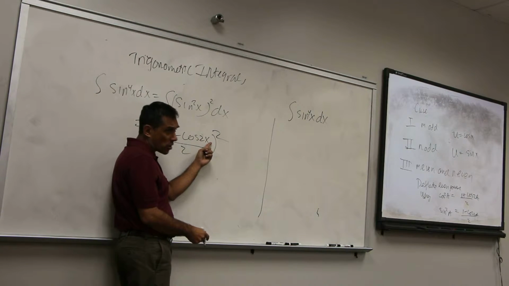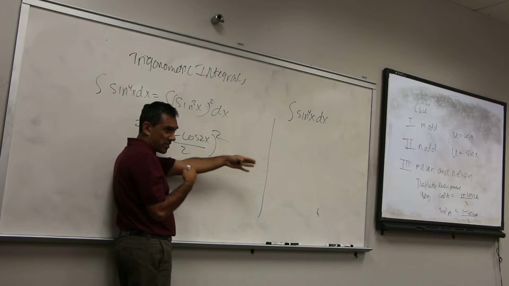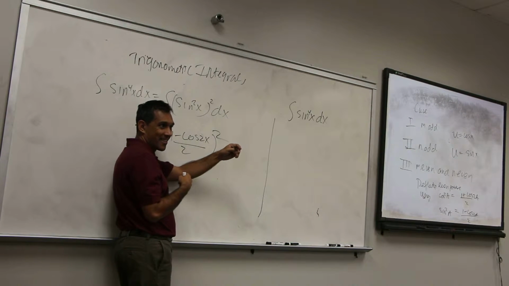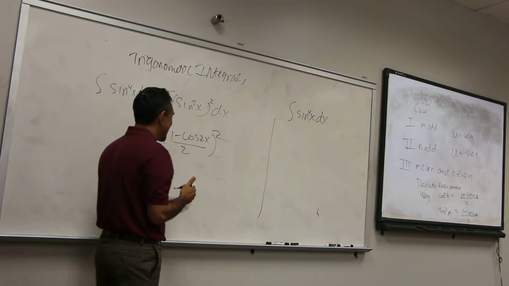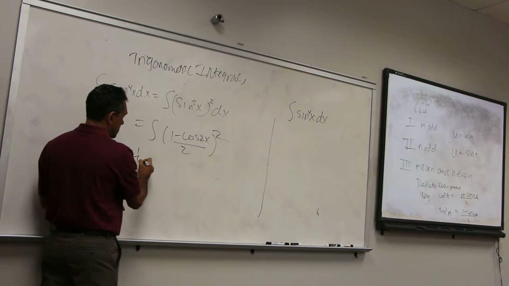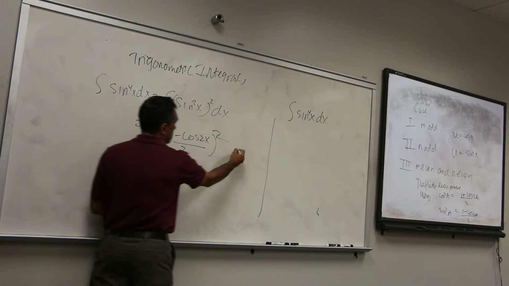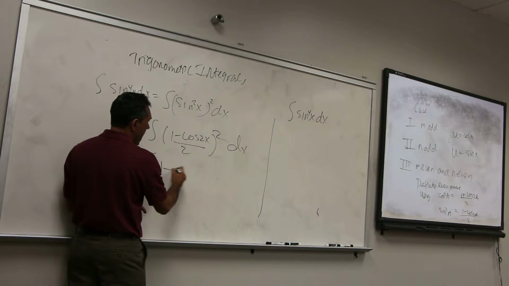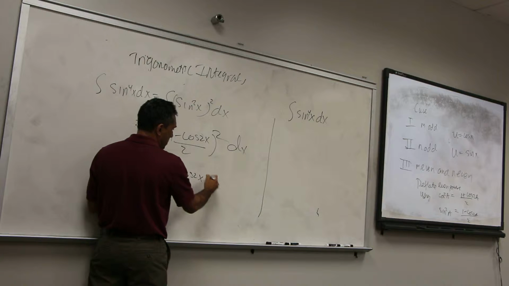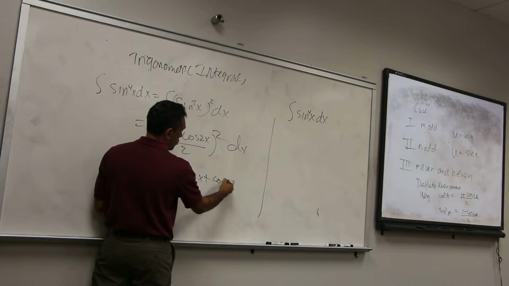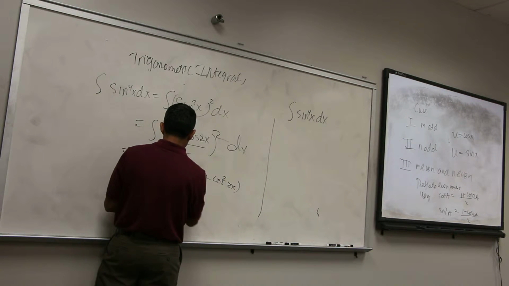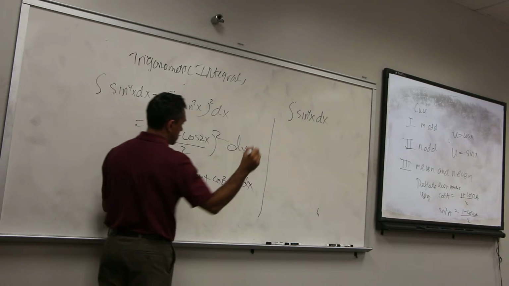You have to do some algebra, I'm sorry. You have to square it. You have to FOIL it out. 1/4. What's 1 minus cosine 2x times 1 minus cosine 2x? 1 minus 2 cosine 2x plus cosine squared 2x dx.